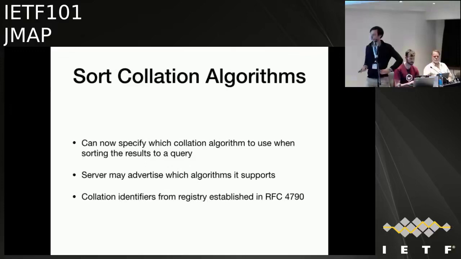Sort collation algorithms. This is simply that on sorting in queries you can now specify which collation algorithm to use, and the server can advertise which ones it supports. And we're using the identifiers from the IANA registry established in RFC 4790. If you don't specify one, you get a default. We don't mandate a default, but we recommend it be case insensitive and Unicode aware. There are two options that we suggest that both fulfill those requirements, one of which is the Unicode collation algorithm. Can't remember which one. Anyway, see the spec.